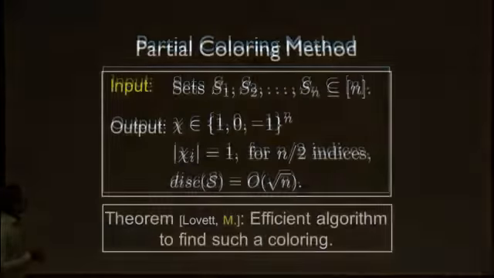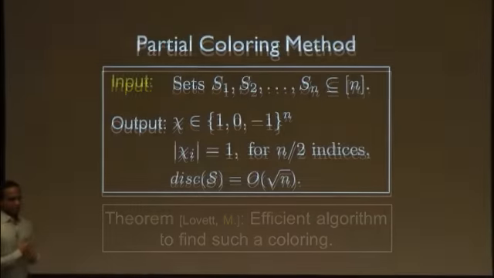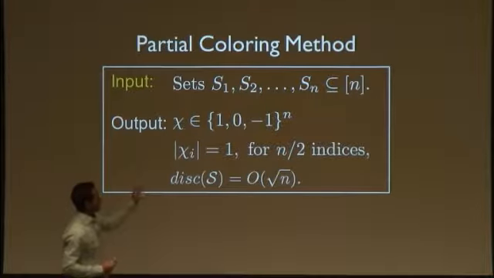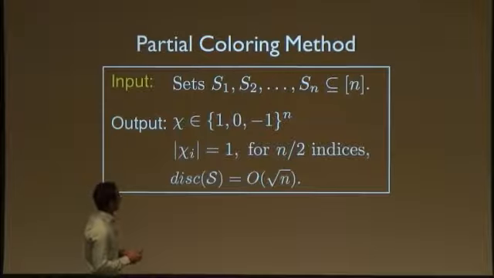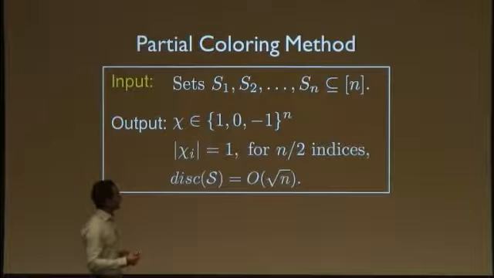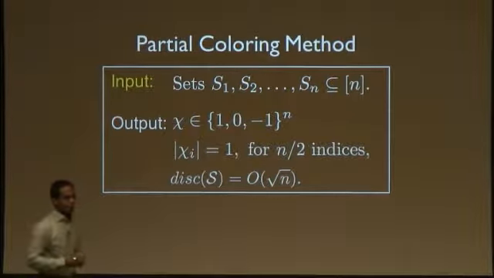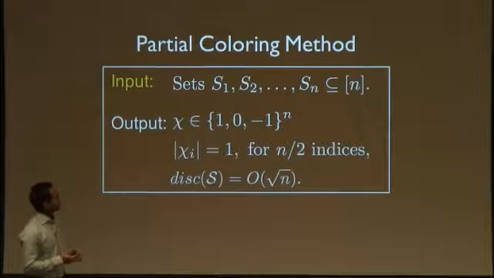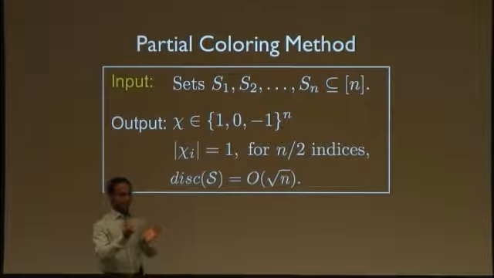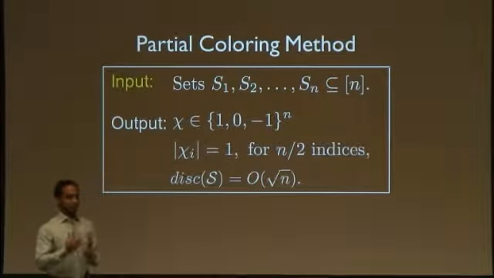And more concretely, the first step is you have a collection of n sets over some universe of size n, and you want to find a 1, 0, minus 1 coloring such that the coloring has small discrepancy, O of root n, and most importantly, at least half of the coordinates are non-zero. Right, so here I'm simplifying. If you put an m there, it will be square root of n times log of m over n. But I think this is the main step. Once you get this, it's not too hard to get to other things.